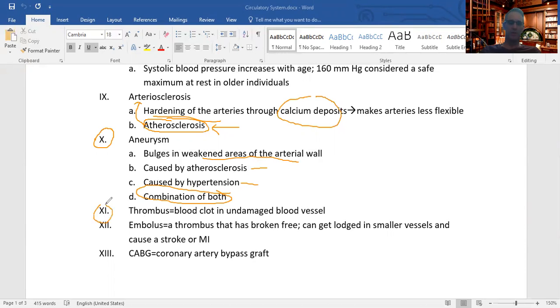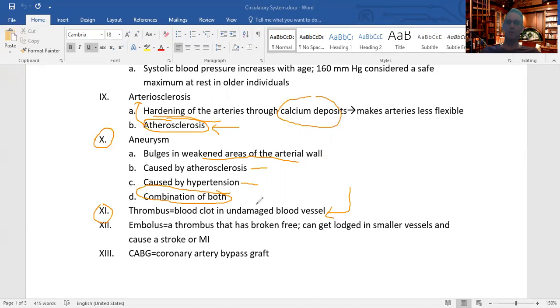A thrombus, this is a blood clot, but the blood vessel is not damaged. When a blood vessel is damaged, we have a natural clotting mechanism to stop it from bleeding all over. This is where a blood clot forms in an undamaged blood vessel, likely due to low blood flow. It's just going too slow.